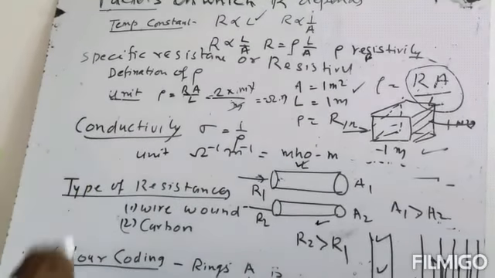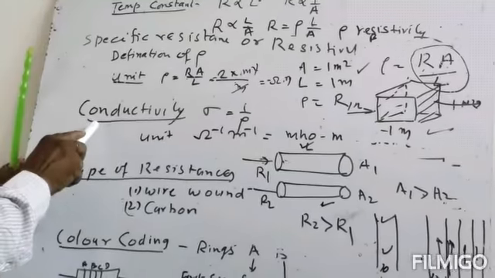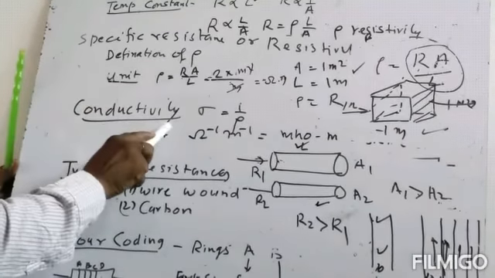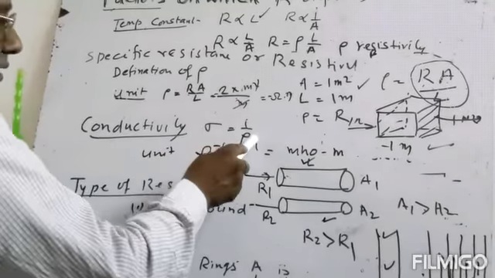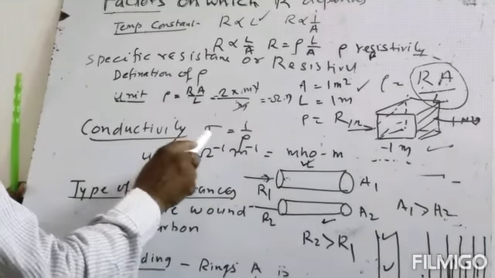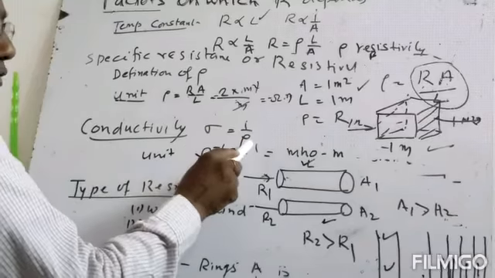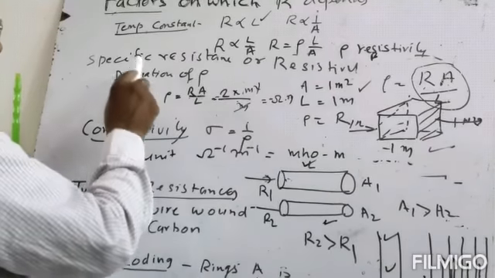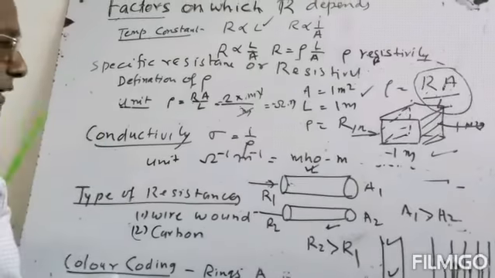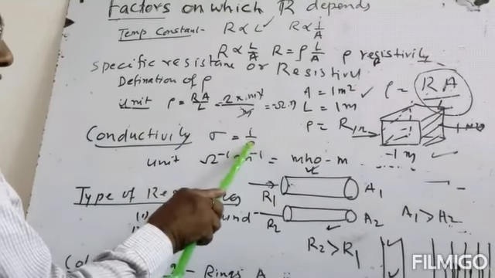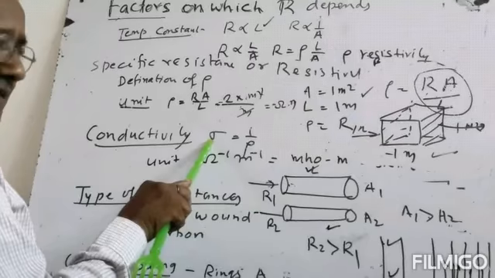Now what is the conductivity? Conductivity is also a property of a conductor. Conductivity is the inverse or reciprocal of resistivity. So conductivity is given the symbol sigma, which is equal to 1 by rho. Rho is the symbol of resistivity. So sigma is equal to 1 by rho. It means if the resistivity is more, then conductivity is less.